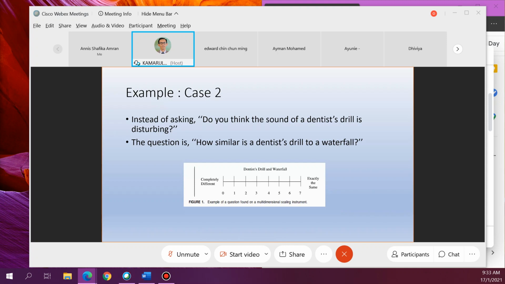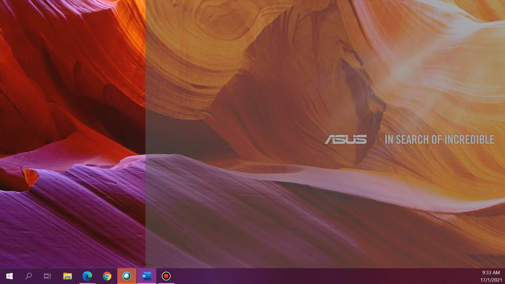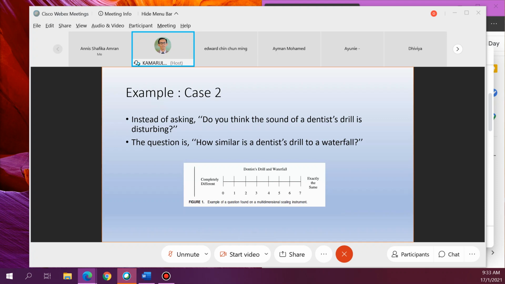Example number 2. This is where you have a set of sounds. You have a dentist drill, a waterfall, and then sound from constructions and sound from other things. So you have a list of sounds, and then you ask the subject to rate the similarities of the sounds. For example, in this case, the pair is between dentist drill and waterfall. So you ask the subject, could you rate from the scale of 0 to 7? 0 means completely different, and 7 exactly the same. How similar are dentist drill and waterfall?